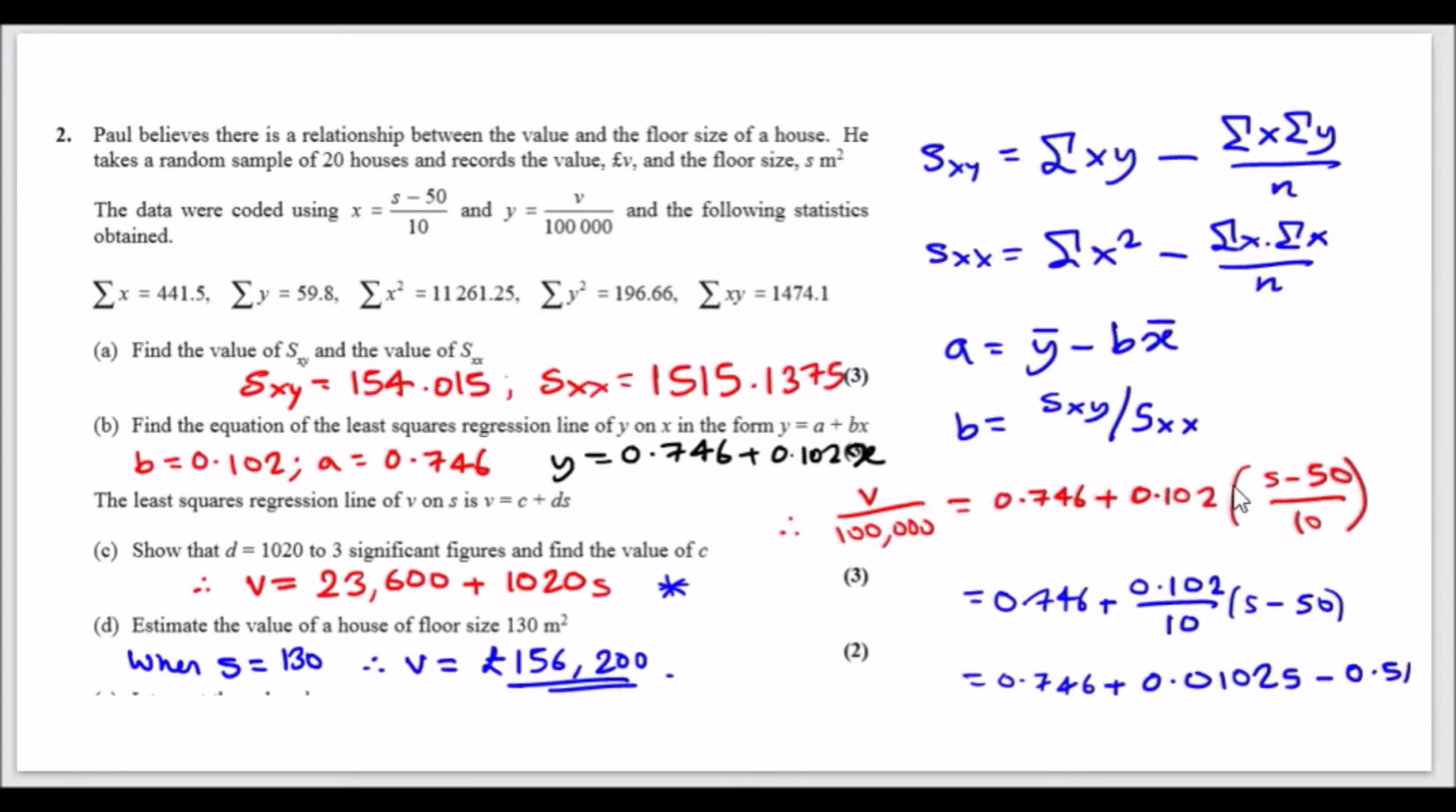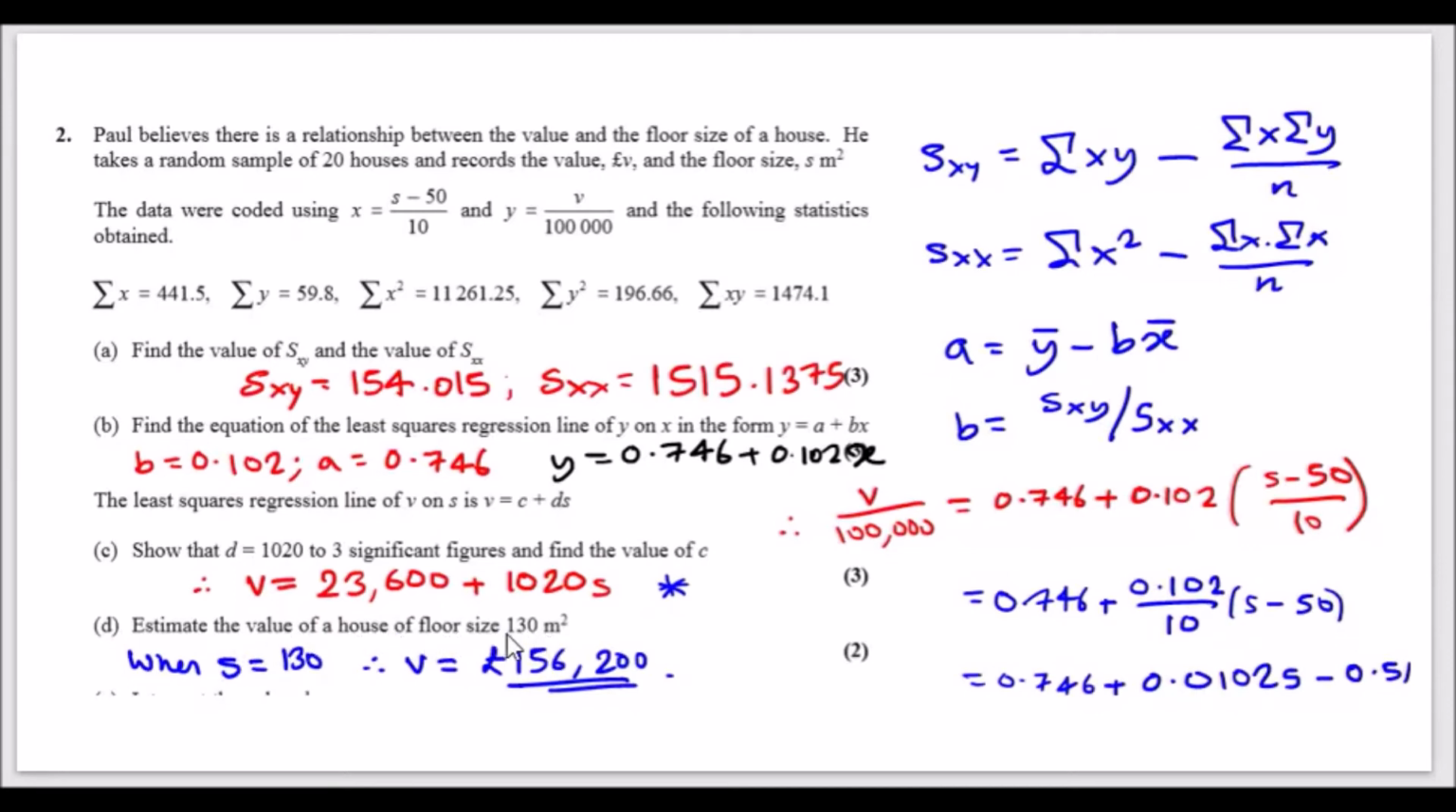Now all you have to do is just literally tidy this up. So what I did here is that I just, firstly expanded the bracket, solved it, and when you expand all this, and oh yeah, by the way, it cut off over here. When you expand this and collect like terms and times everything by 100,000, you should get basically v equals 23,600 plus 1,020s. This is just algebra. This is just expanding the bracket and collecting like terms. Okay, that's easy.